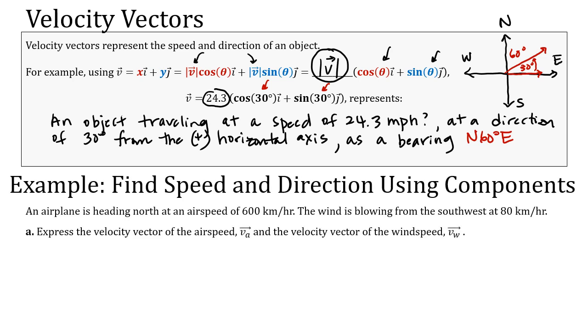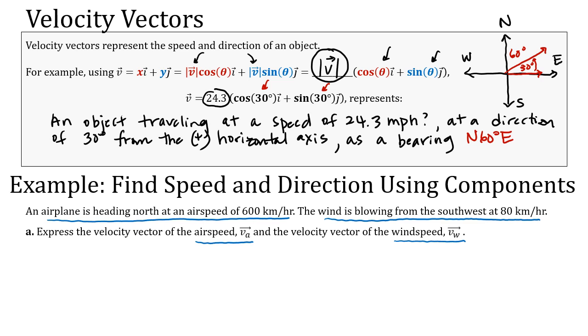In this example, we're being asked to find the speed and direction using just components. So we have an airplane that's headed north at an airspeed of 600 kilometers per hour. Then we have some wind that's blowing from the southwest at 80 kilometers per hour. They want us to do two things on this first part. Express the velocity vector of the airspeed, we're going to call that v sub a, and the velocity vector of the wind speed, which we're going to call v sub w, just to keep those separate.